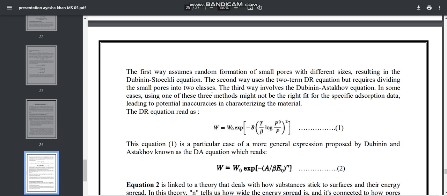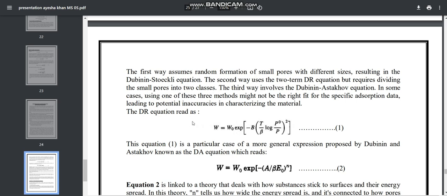The first way, we assume the random formation of small pores with different sizes, results in the Dubinin-Stockley equation. The second way uses a two-term DR equation but requires dividing the small pores into two classes. The third way involves the Dubinin-Astrakov equation. In some cases, using one of these three methods might not be the right fit for the specific adsorption data. This leads to potential inaccuracies in characterizing the material.